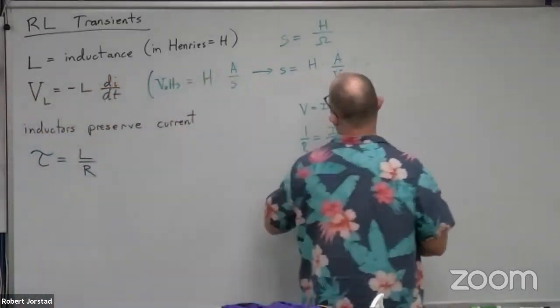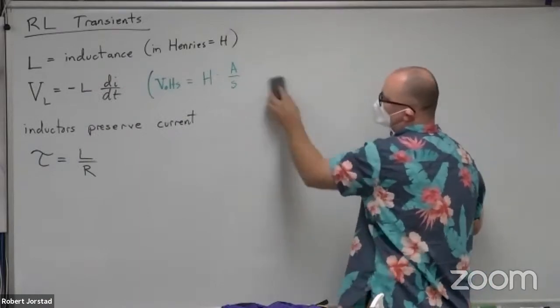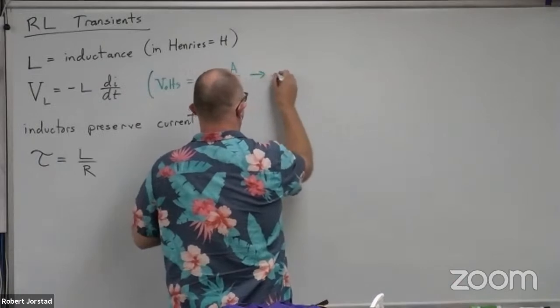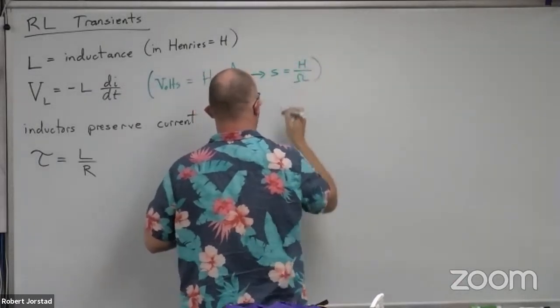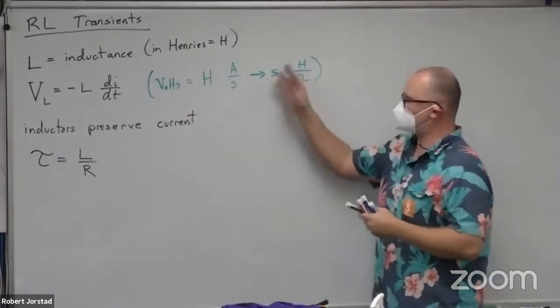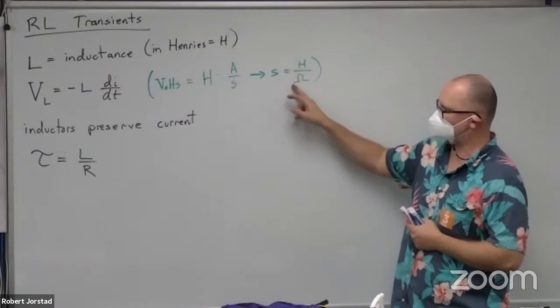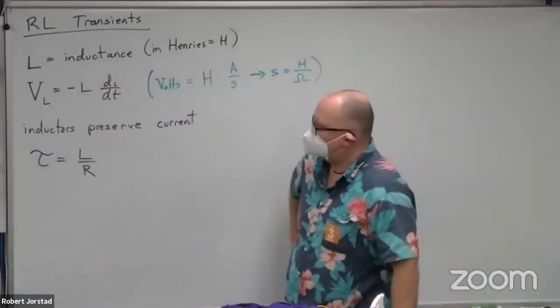All right. So I'm just going to summarize this way, just so I have enough room. Flipping all this around, somehow this miraculously showed us that seconds was equal to henries over ohms, which told us the time constant.